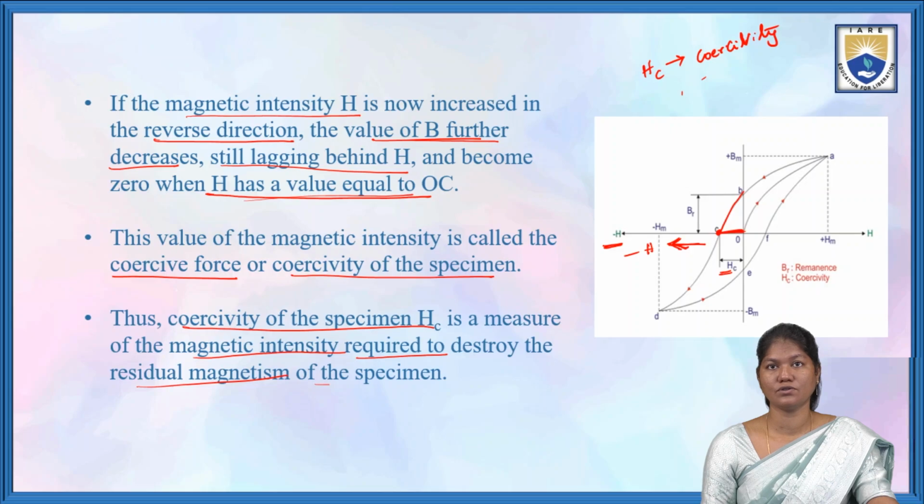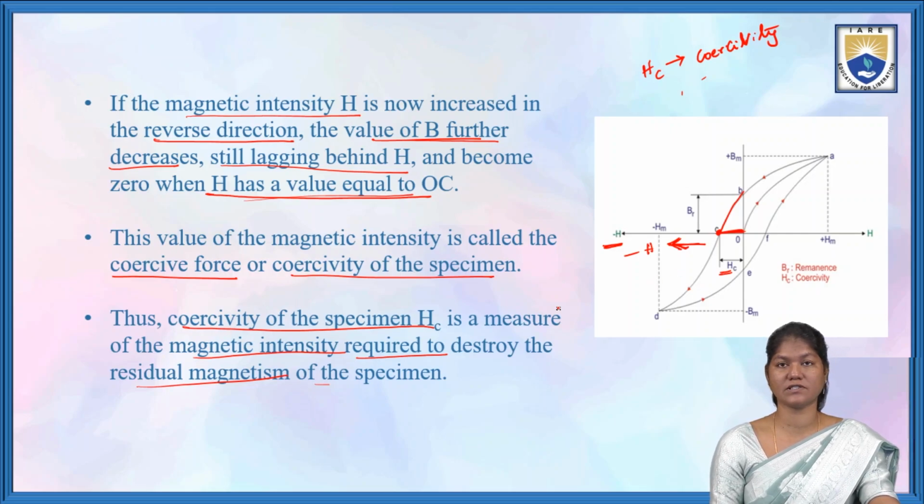So, to make this residual magnetism 0, we further increase the H so that the flux density becomes 0 when H has some value equal to OC. So this magnetic intensity is called the coercivity.